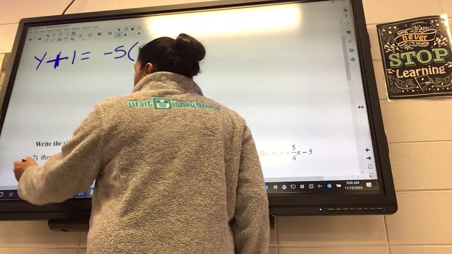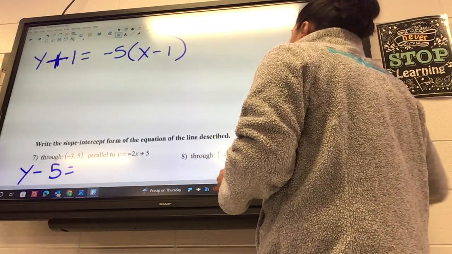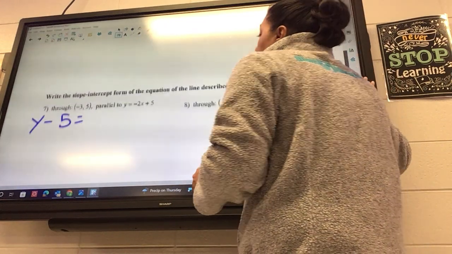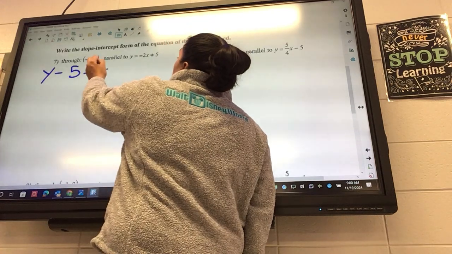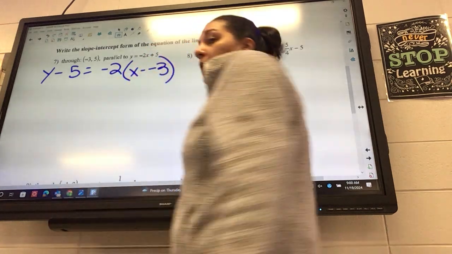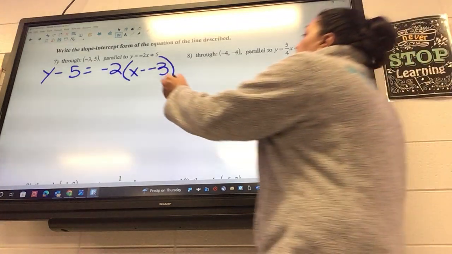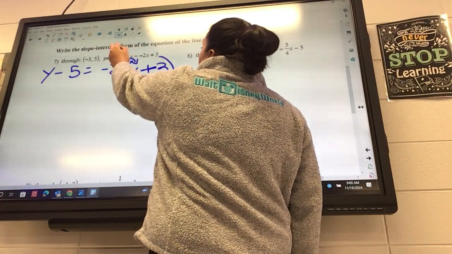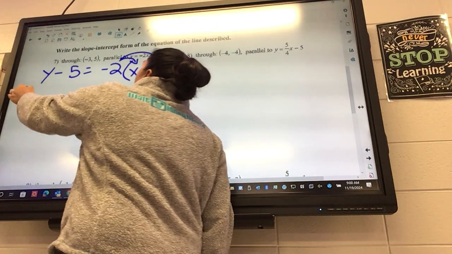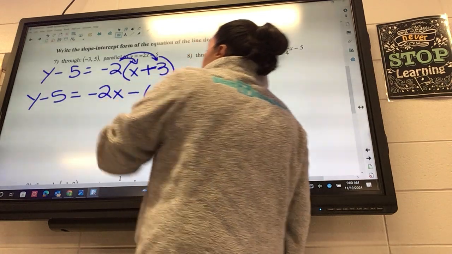Okay, 7 is going to be y minus 5 equals, what happens to the slope? It's going to be -2, x minus -3. Okay, what's our first step? Distribute. So it's going to be y minus 5 equals -2x minus 6.